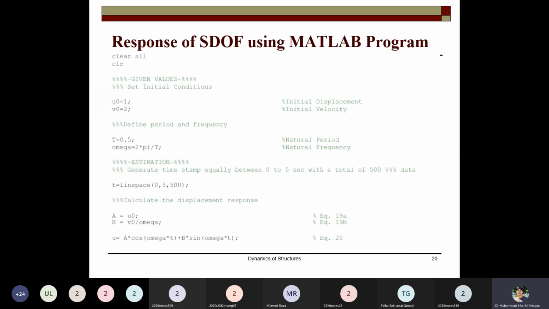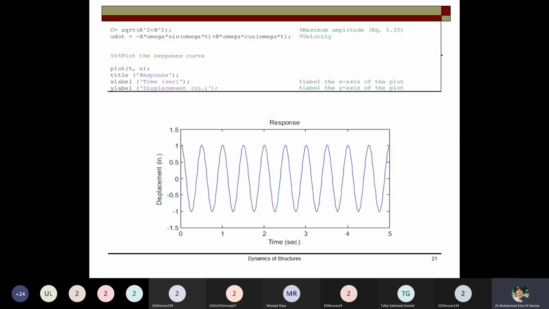So this was about the free vibration, and I asked you to work on MATLAB and plot some free vibration response. One of the examples was solved here where the free vibration response was obtained.